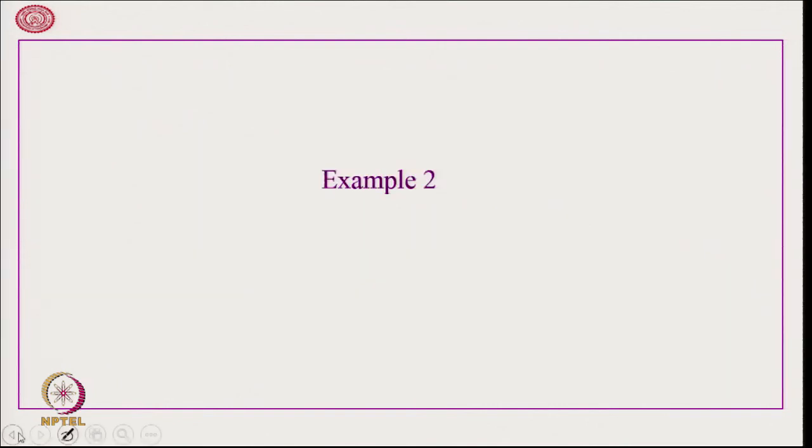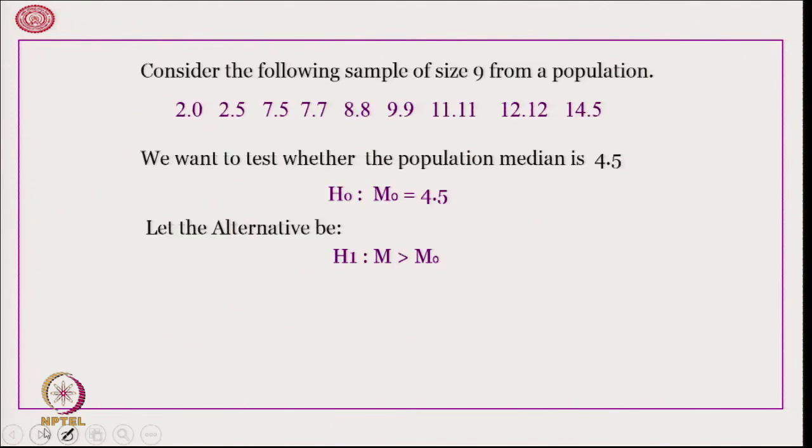Let me now give you a very interesting example involving the sign test and signed rank test. Consider the following sample of size n from a population. So, the data points are 2, 2.5, 7.5 like that up to 14.5, and we want to test whether the population median is 4.5. That means we are trying to check if this data is good enough to support the claim that the data has come from a population whose median is 4.5. That is somewhere here. What is going to be the alternative?